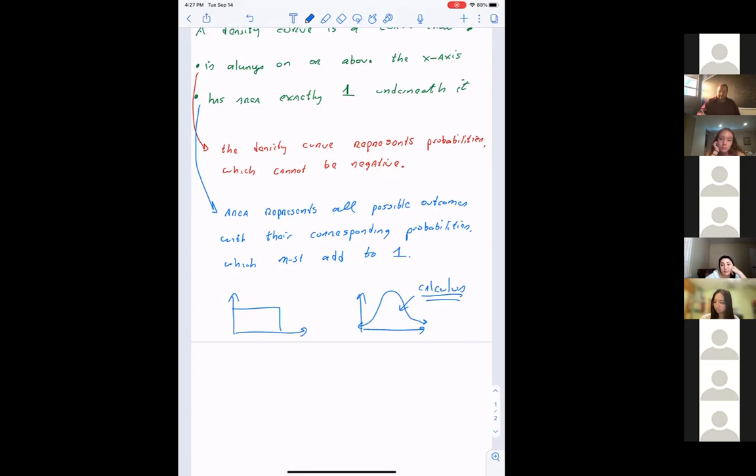Anyways, this is the idea of density curves. Are there any questions on section 3.1?